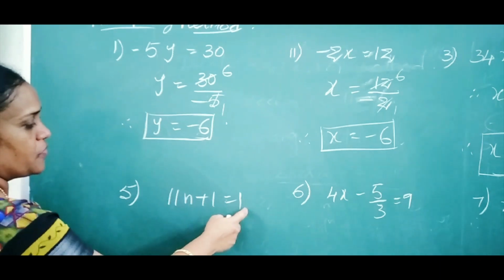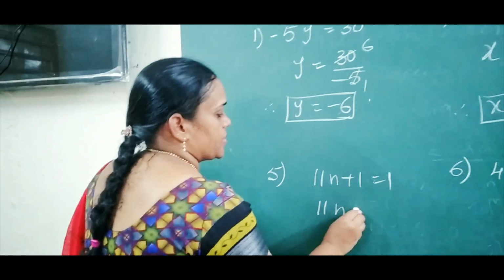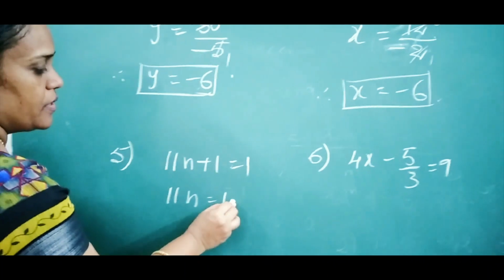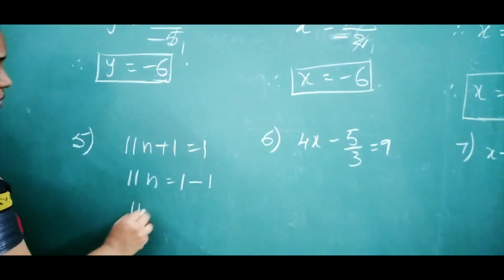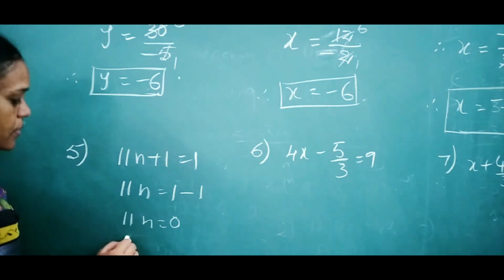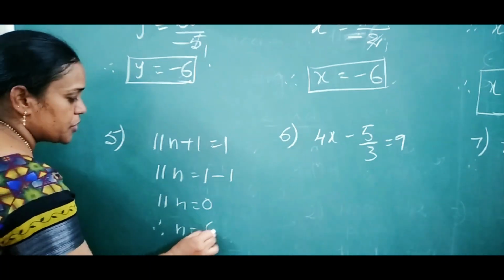11n plus 1 is equal to 1. So 11n is equal to, write down 1 here, plus when transposed to that side, we have minus 1. So 11n is equal to 1 minus 1, 0. Therefore, n is equal to 0.